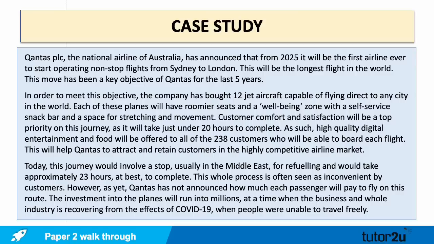So Qantas PLC, the national airline of Australia. So we can see straight away it's PLC and it's the largest airline of Australia. So therefore it's a really big business. It has announced that from 2025 it will be the first airline ever to start operating non-stop flights from Sydney to London. Therefore, this is going to be a USP for it because no other airline is currently completing this journey at the moment. This will be the longest flight in the world.